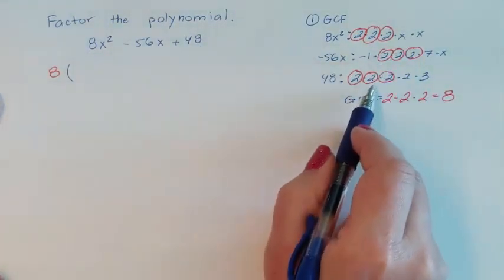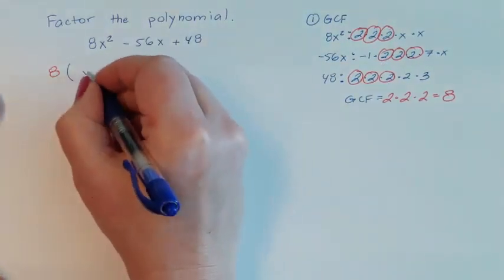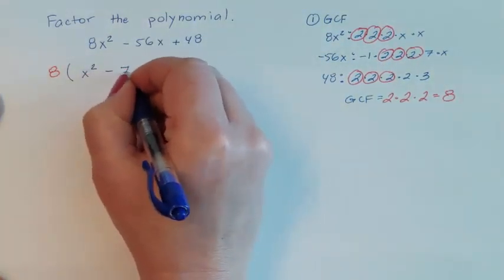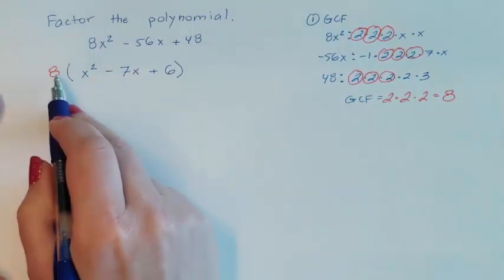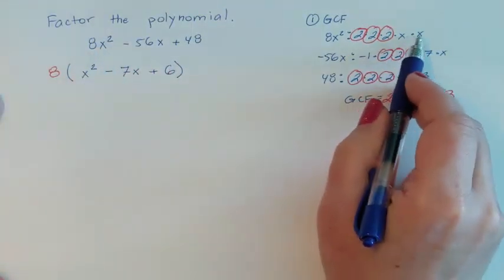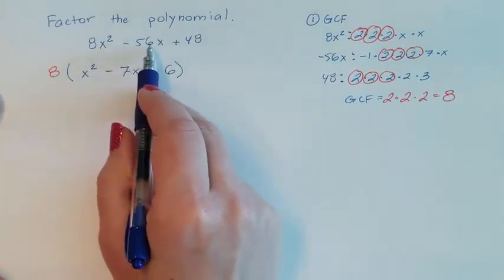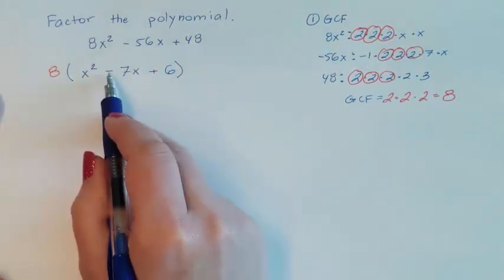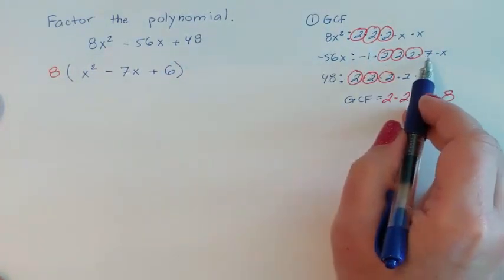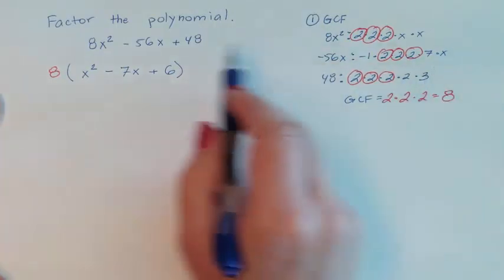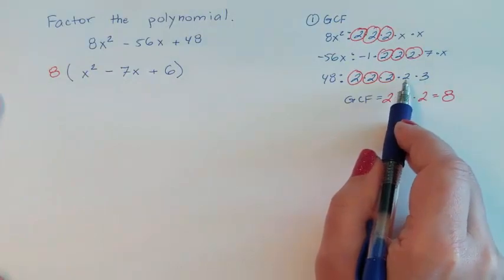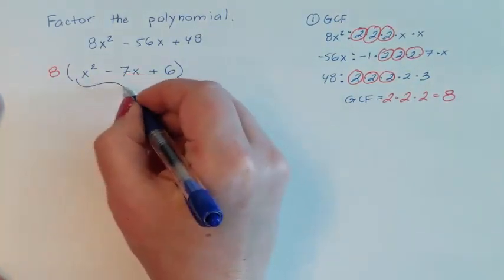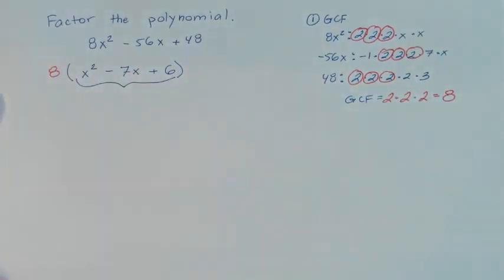Or you can look at what's leftover in your lists. So I have x squared minus 7x plus 6. 8x squared divided by 8 is an x squared, or I saw x squared was left. Negative 56x divided by 8 is a negative 7x, or I could see that was left over in list 2. 48 divided by 8 is 6, or I could see that was what was left over in list 3. So this is our new polynomial that we are trying to factor.